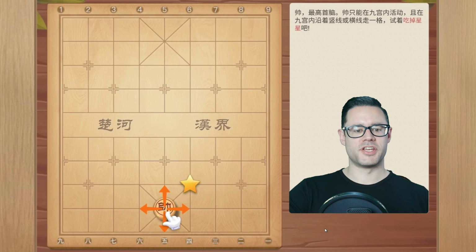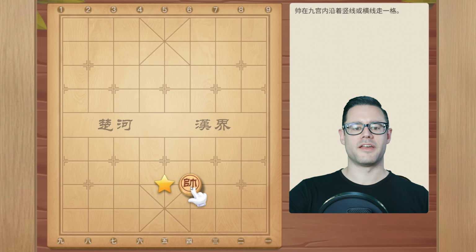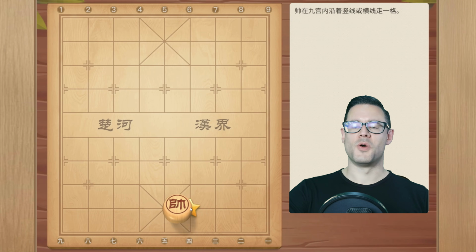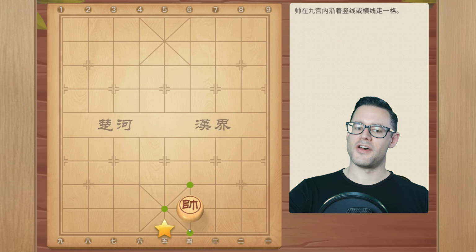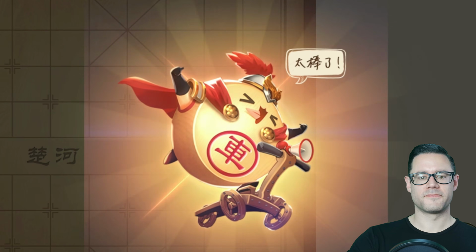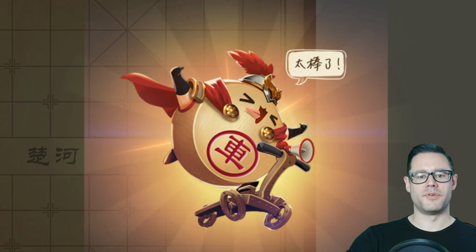And let's start with the general. The general stays, like I said, in the palace only. And he can only move left or right, up or down on the orthogonal lines. So we see that the general cannot move diagonally. He can only move on the perpendicular lines inside of the palace. No exceptions to that. And the general cannot leave the palace. So that's how the general moves.